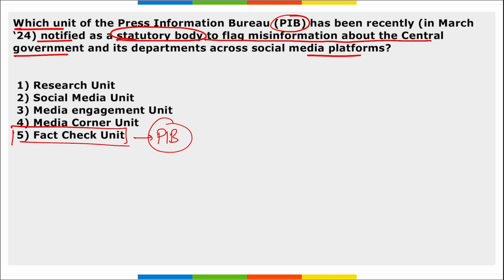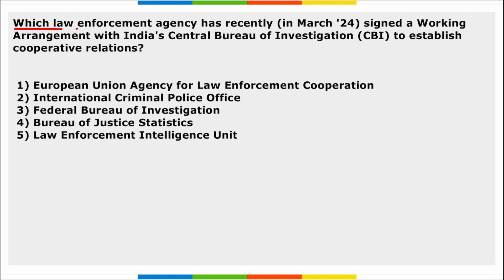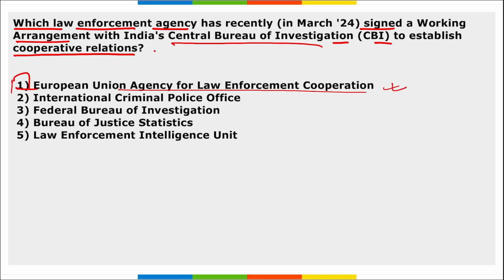Next, which law enforcement agency has recently signed a working arrangement with India's Central Bureau of Investigation to establish cooperative relations? So, which is it? It is European Union Agency for Law Enforcement Cooperation. Right? This is the agency that has recently signed a working arrangement with India's CBI, that is Central Bureau of Investigation, to establish cooperative relations. Also, this will enable the cooperation between all the law enforcement agencies in India and the 27 European countries represented by Europol.